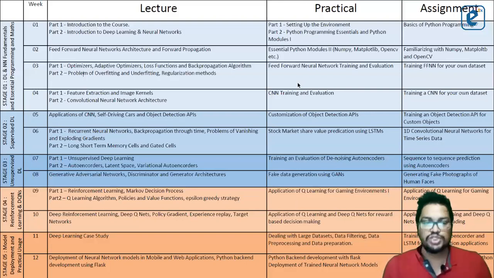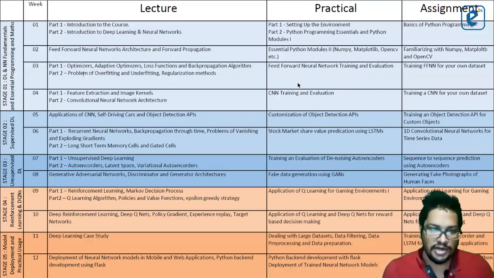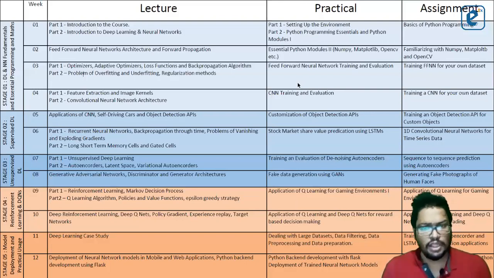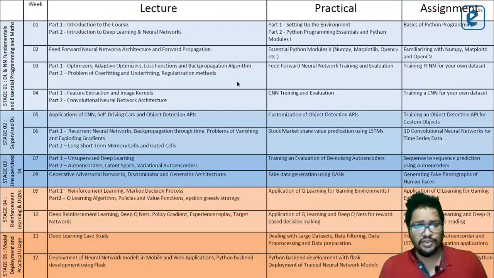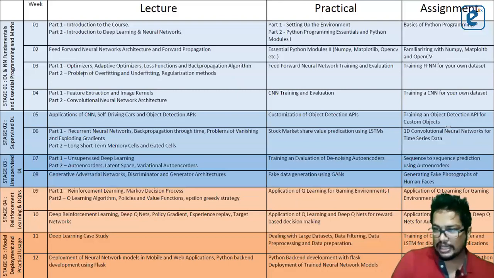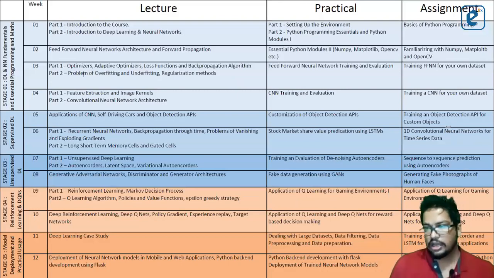And eventually we are going to move on to the advanced stuff, right? So neural networks basics, neural network architecture, forward propagation, and in the third week, the optimizers, loss function, back propagation algorithm, and overfitting, underfitting. And the practical sessions, you can see, are also advancing and eventually getting harder and harder, right?